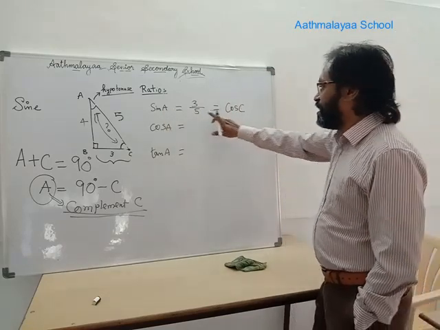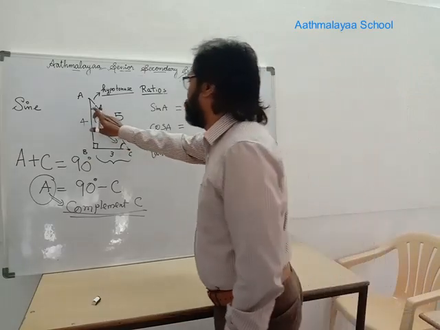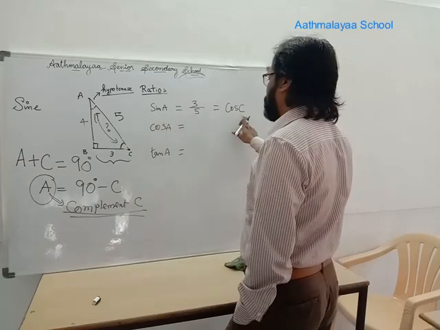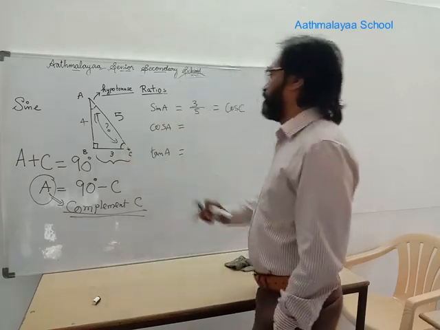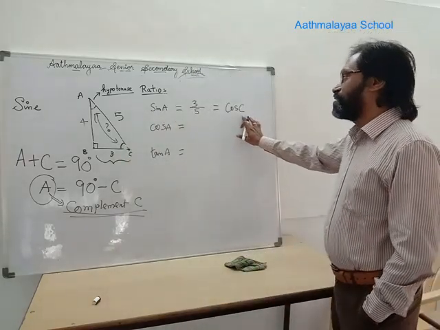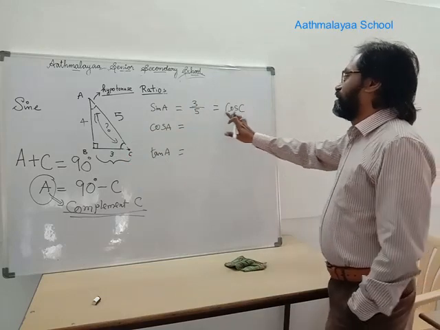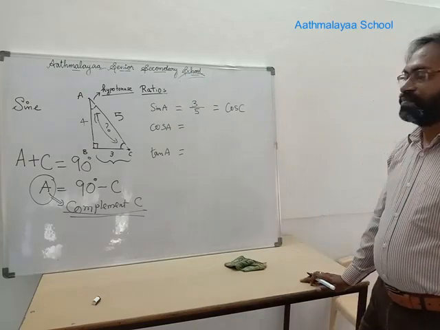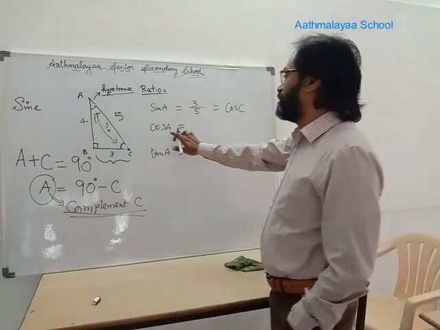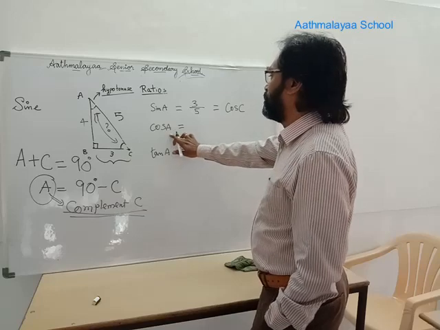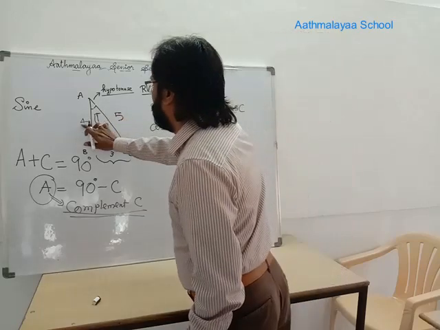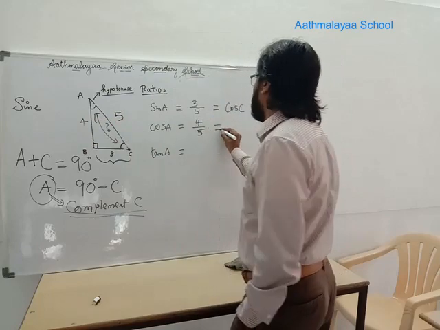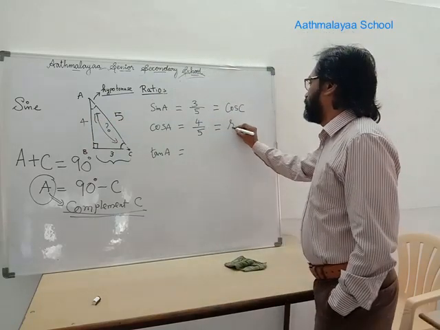So I can either write sin A or I can write cos C. When I write sin A, 3 is opposite to angle A, therefore we give the name sin A. When I write cos C, 3 is adjacent to angle C, therefore we write cos C. And we understand that sin A and cos C are equal. Similarly, cos A is adjacent to A, which is 4, so it is 4 by 5, which we can write as sin C.